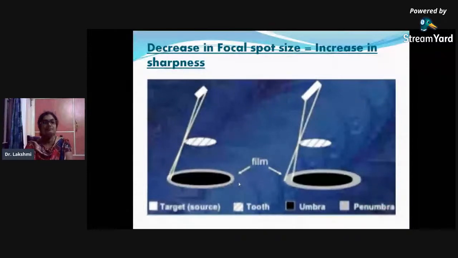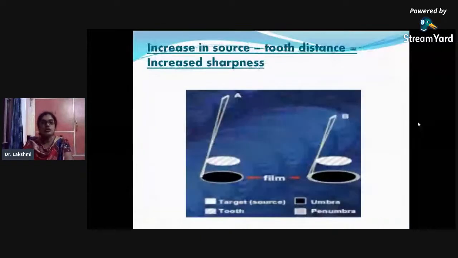Here the focal spot size is decreased because it is placed away, right? So there is an increase in the sharpness of the image. Whereas on your right side, there is an increase in the focal spot size here. Because of this, the penumbra is more, so image clarity will not be satisfactory, or there will be a decrease in the sharpness of the image. So, smaller the focal spot, increased sharpness. Second, increase in source to tooth distance equals increased sharpness.